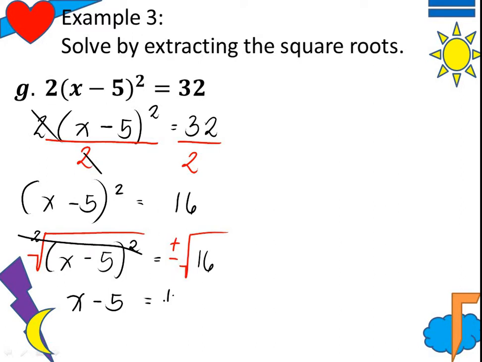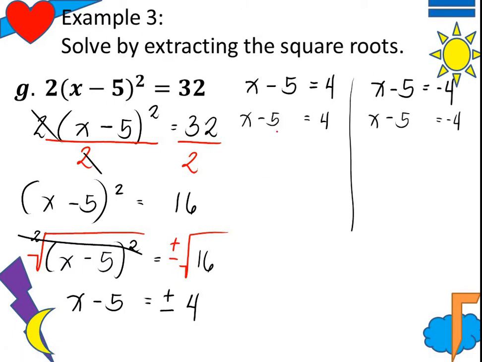So plus minus is square root of 16. Isip ka ng dalawang magkamukhang number na kapag multiply mo ang sagot ng 16. At yun ay 4. So from here, you will have two solutions. X minus 5 is equal to positive 4 and x minus 5 is equal to negative 4.